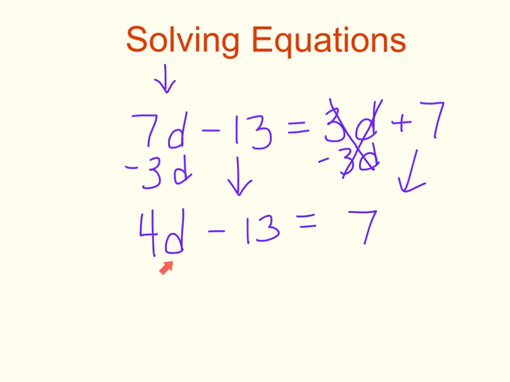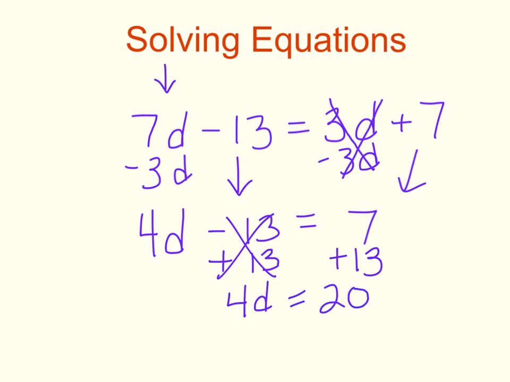Now remember, my goal is to get this variable by itself. So I have 4d minus 13, and I'd like to get this by itself. So I see it's a minus 13. To get rid of that, I'd have to add 13, because minus 13 plus 13 gets me to 0. And I do it to both sides again. So now I rewrite what I have. This cancels out. I'm left with 4d on this side equals 20 over here.